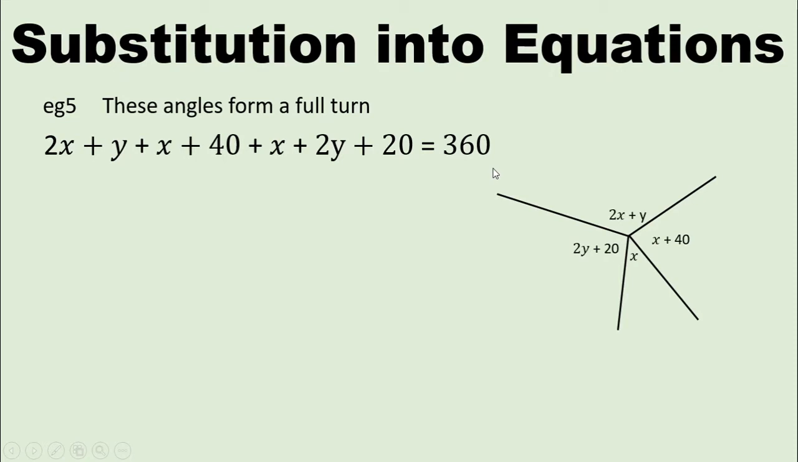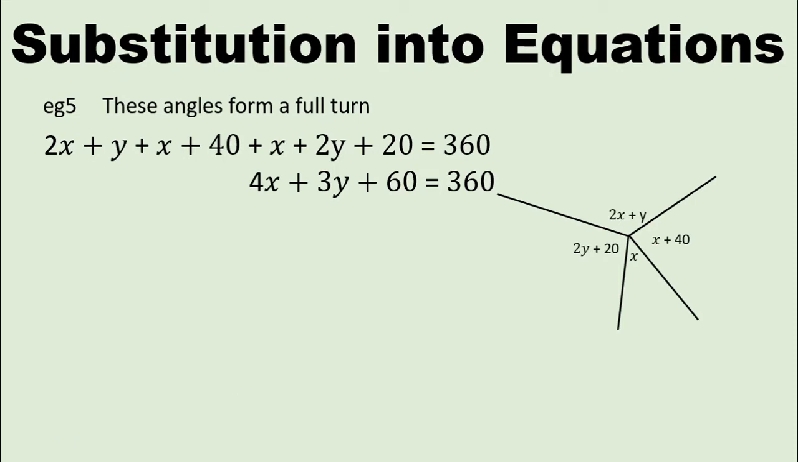I can simplify that by grouping like terms. So group my x's together: 2x plus x would be 4x. I'll group my y's together: y plus 2y will be 3y. And group my numbers together: 40 plus 20 would be 60.